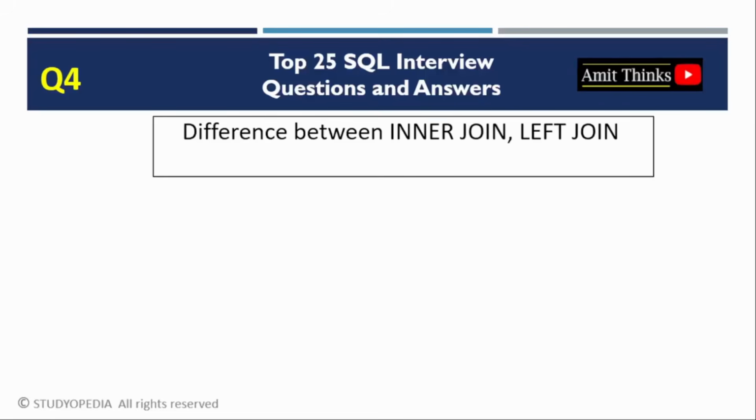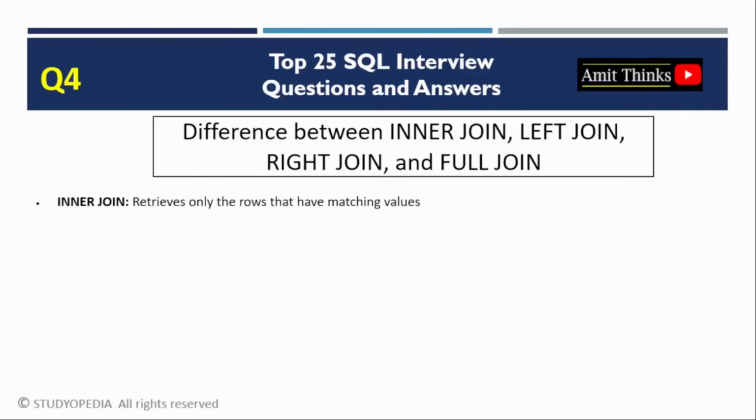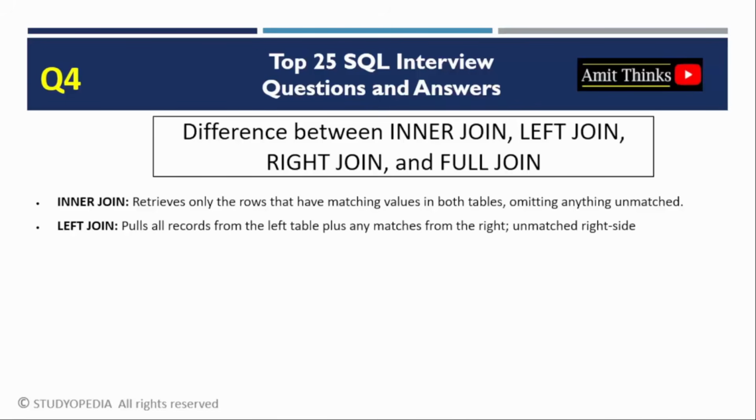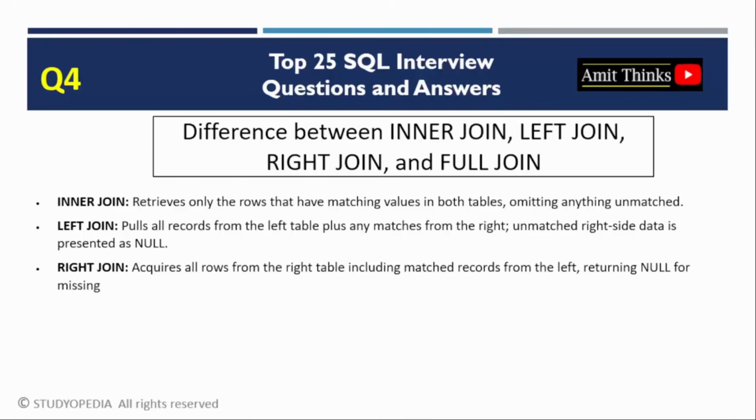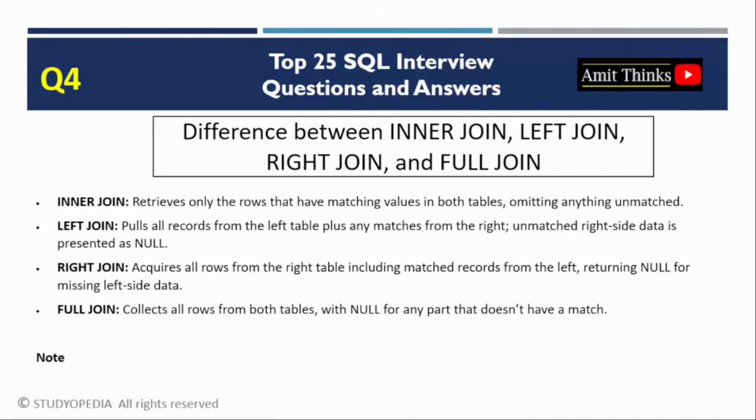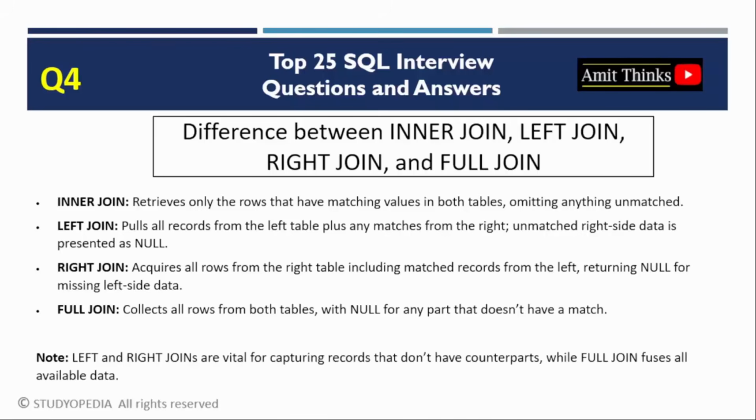The next question is difference between inner join, left join, right join, and full join. Inner join returns only matching rows from both tables. Non-matching rows are excluded. Left join returns all rows from the left table and matched rows from the right table. Unmatched right rows return null. Right join returns all rows from the right table and matched rows from the left table. Unmatched left rows return null. Full join returns all rows when there is a match in either table. Unmatched rows return null. Left and right joins are essential for including orphan records, while full join ensures complete data integration.